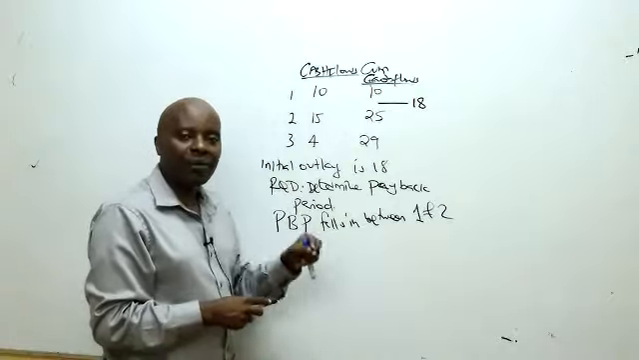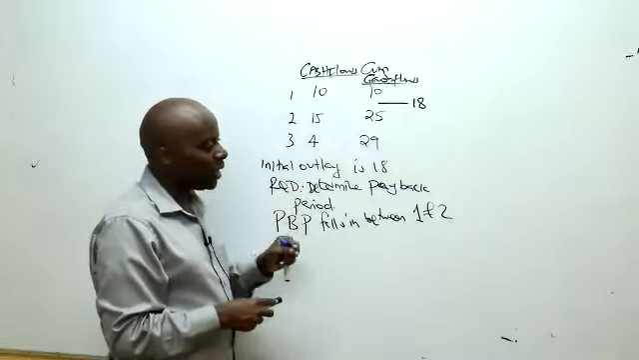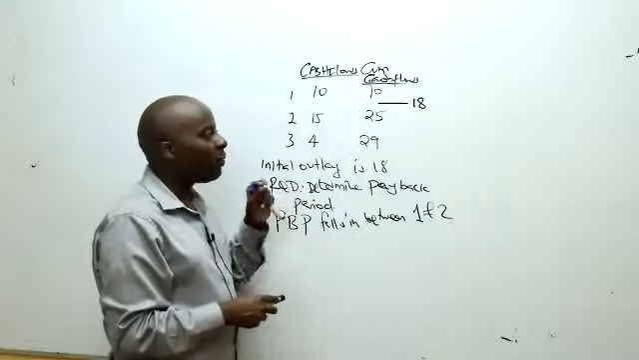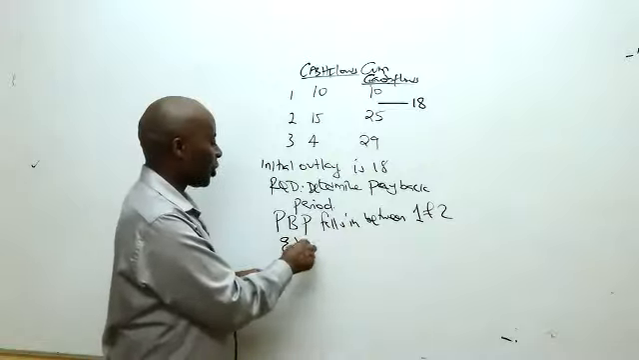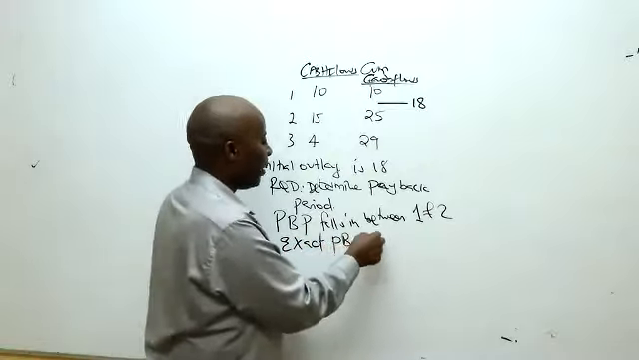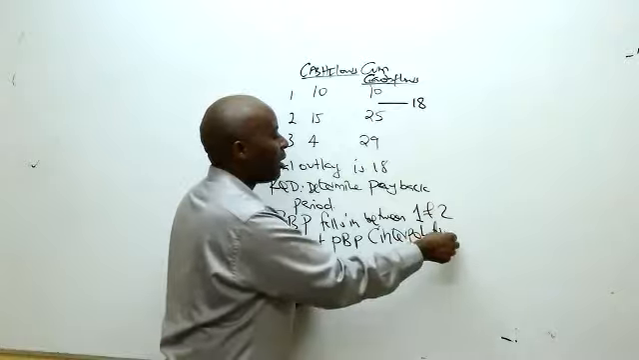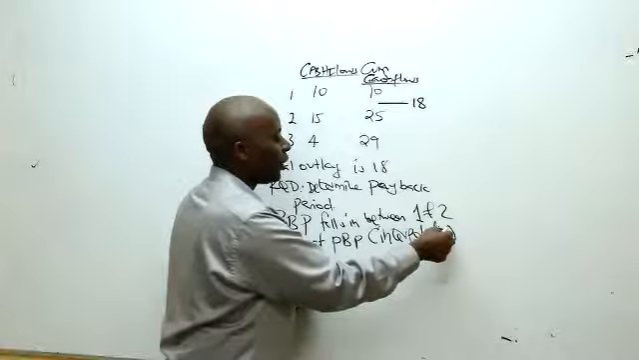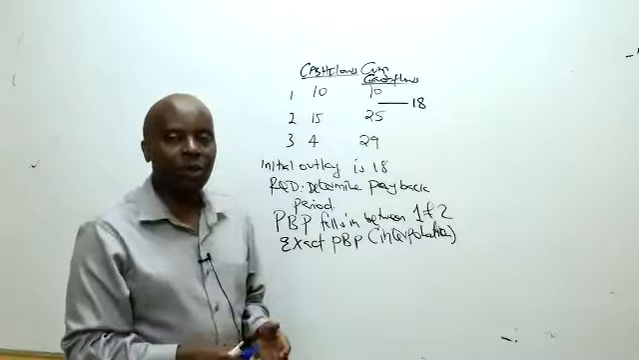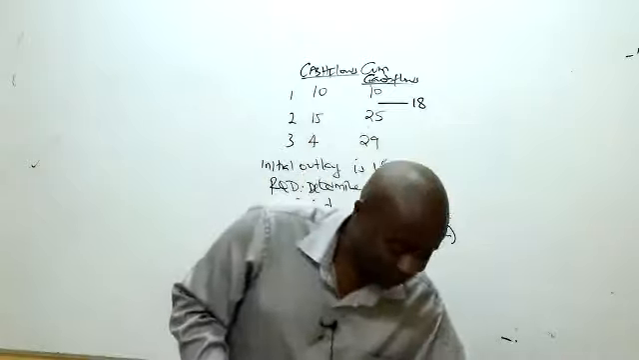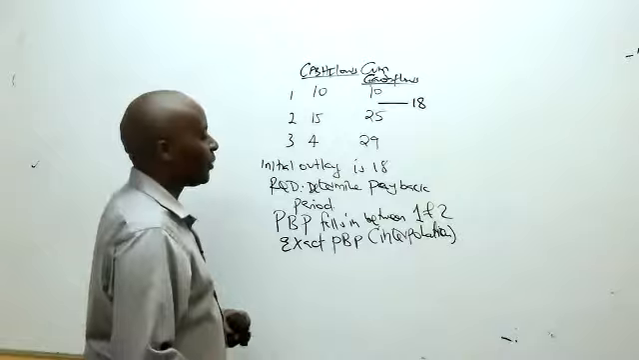But the examiner would want you to ascertain the exact payback period. He doesn't want a range. So for the exact payback period, you use what we call interpolation. Is there any student here who is able to interpolate this for us?